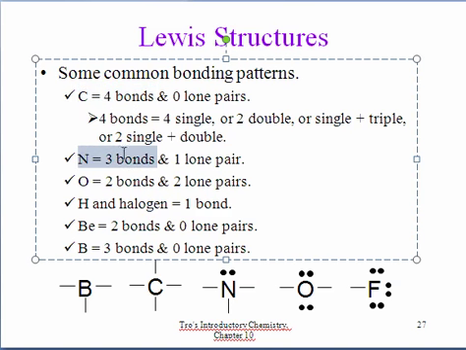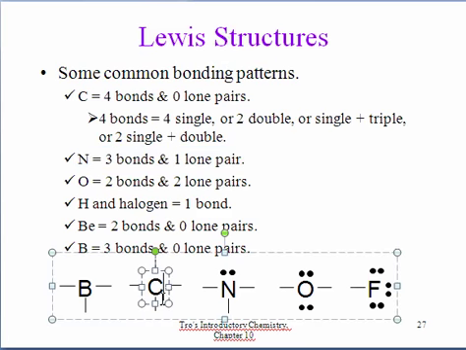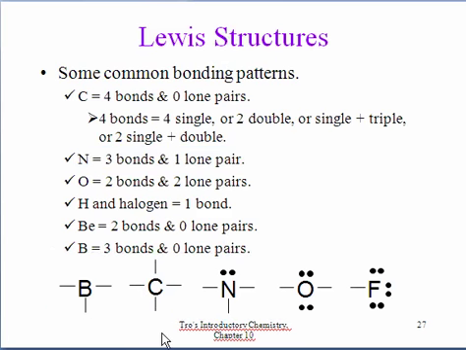Nitrogen in this class is going to have 3 bonds and 1 lone pair. So here's our carbon, here it is with 4 single bonds, but it can really have any combination of single, double, and triple as long as there's 4. Here's nitrogen, 3 single bonds and 1 lone pair. Oxygen, 2 bonds and 2 lone pairs. Oxygen can also do a double bond, but again that will still just be 2 bonds and 2 lone pairs. Hydrogen and halogens are going to have 1 bond, and then boron is an exception to the octet rule. It's going to have 3 bonds, so it only has 6 electrons around it, and no lone pairs.